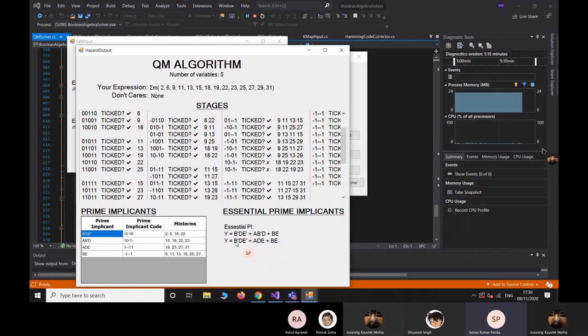Those are the essential prime implicants, while for the other terms, any one of the terms can be chosen to form the minimized function of these min terms.